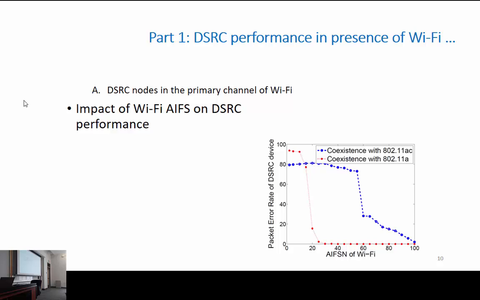So if the Wi-Fi devices were to back off for about 1 millisecond, the performance of DSRC would be as if Wi-Fi devices were not there at all. So this is a very large number. 1 millisecond is really large when you talk about Wi-Fi devices. You typically talk in microseconds when you're generally referring to these parameters.